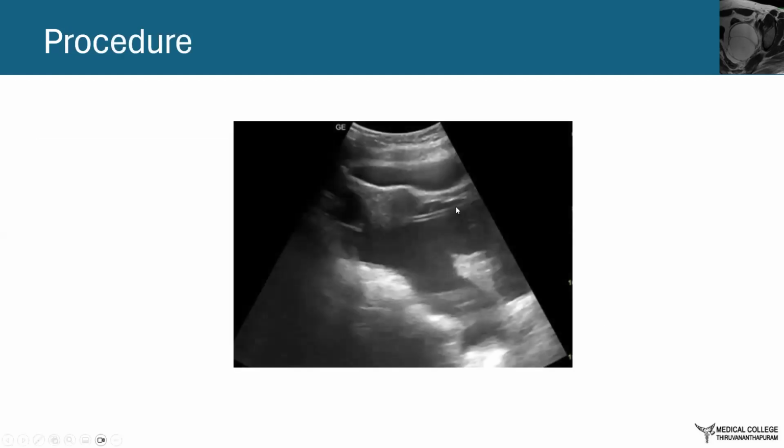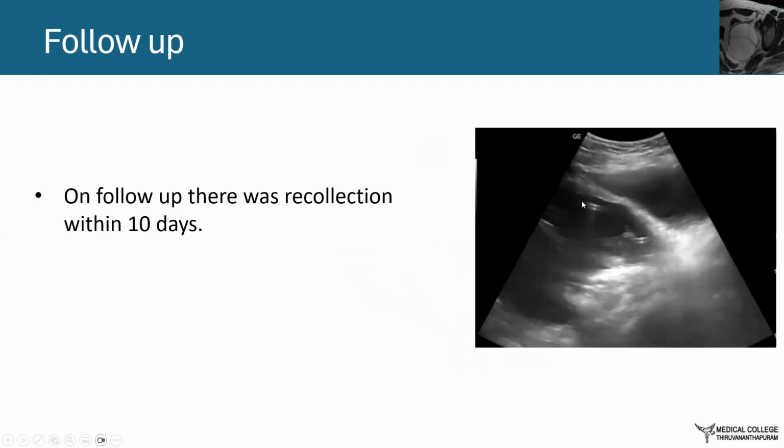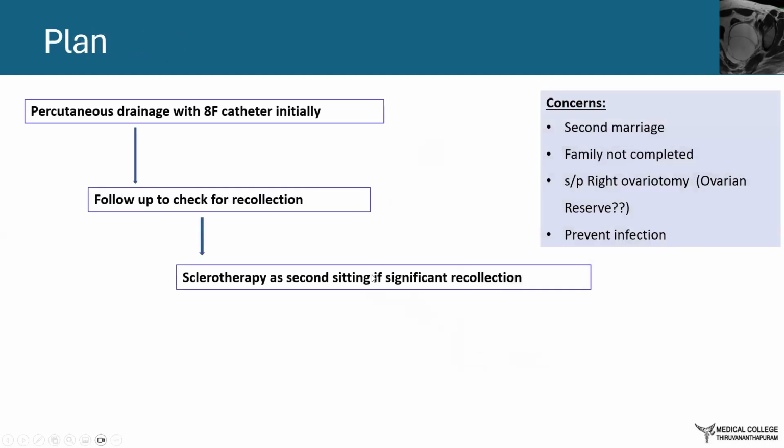So this was the patient. We placed an 8 French Malecot catheter into the peritoneal inclusion cyst, drained the fluid completely, and kept the patient on follow-up. But on follow-up, we found a recollection of fluid within the initial 10 days itself. Because there was recollection, we had to proceed with a procedure, so we thought we would proceed with sclerotherapy.